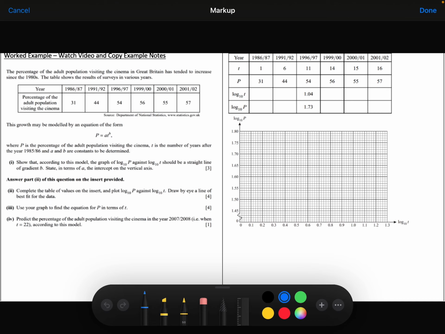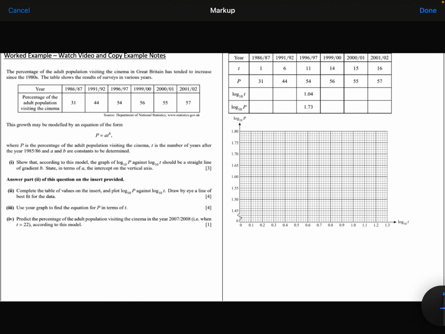Part I. Show that, according to this model, the graph of log base 10 of P against log base 10 of T should be a straight line of gradient B. State in terms of A the intercept on the vertical axis. So I am going to take my equation, P equals A T to the power B, and take logarithms of both sides. So I will do log P equals log of A T to the power B.